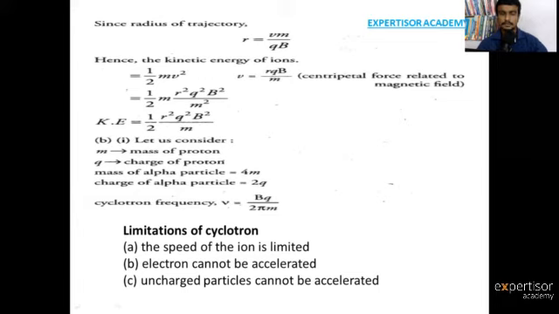So what is the relation? Half into r square into q square into B square. So this is the relation after putting this alpha particle mass and alpha particle charge.